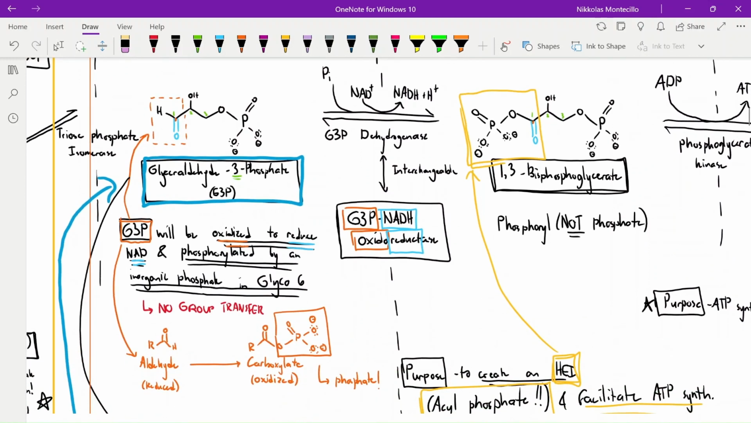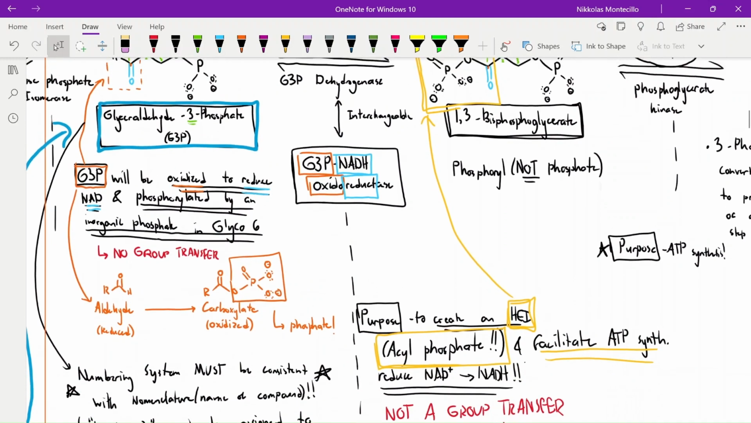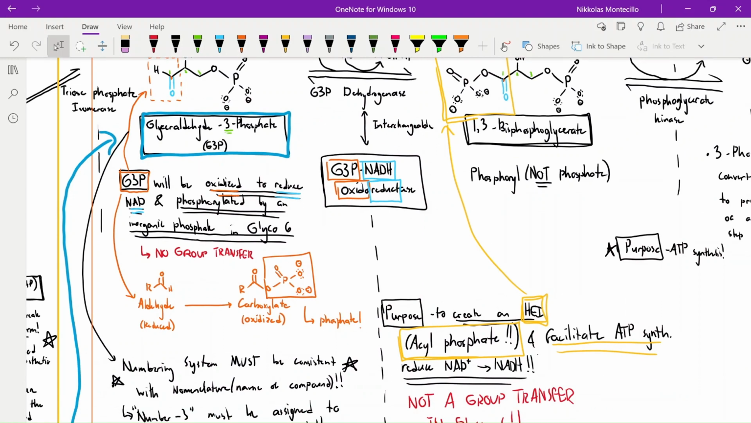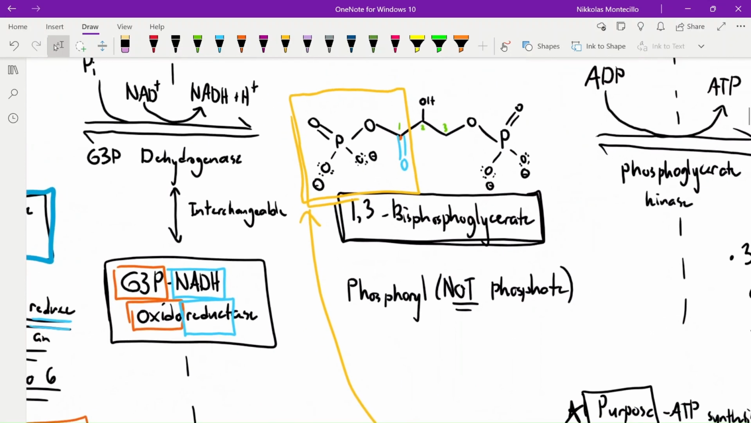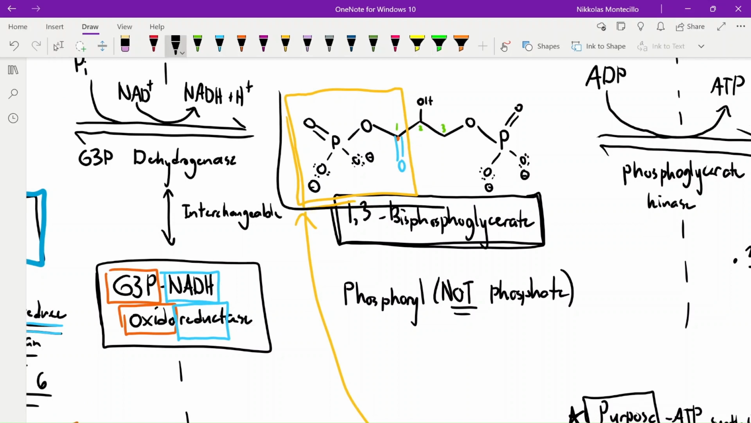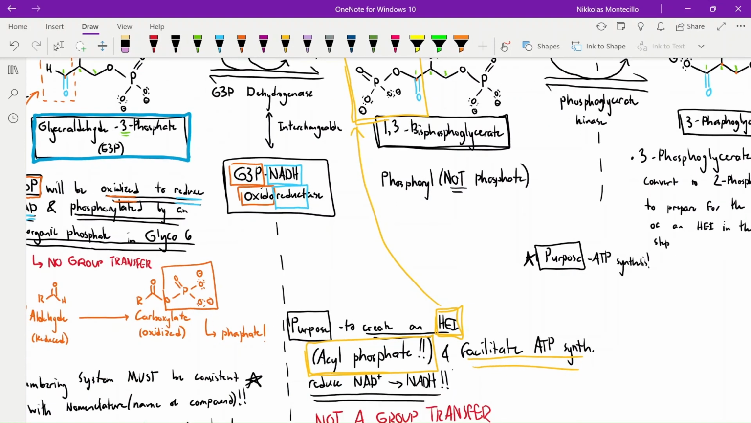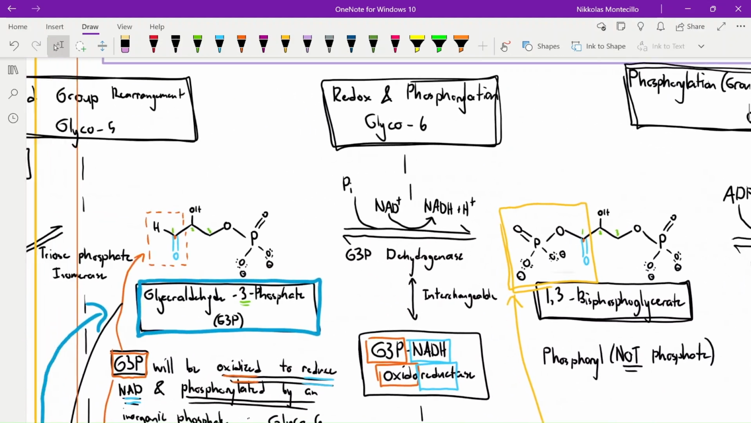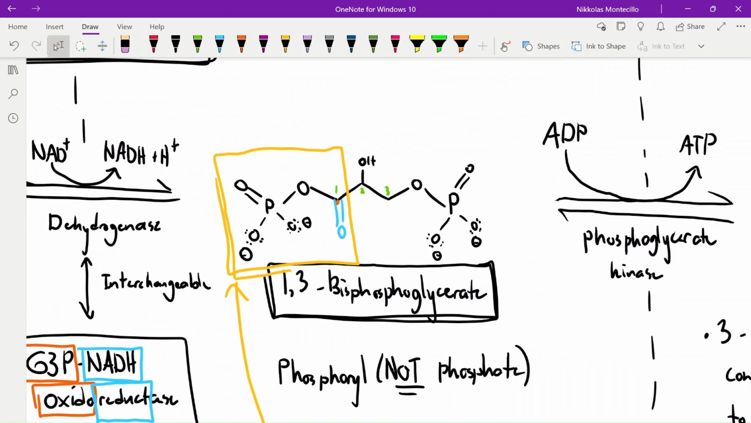Now, the purpose of Glyco 6 is to create a high energy intermediate, and in this case, this is the acyl phosphate. So this is the acyl phosphate right here. And by creating this high energy intermediate, we can facilitate ATP synthesis. So G3P is converted into 1,3-bisphosphoglycerate. So we see here that there are 2 phosphate groups present now, not just one.